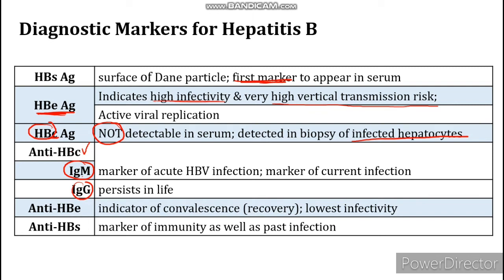Si IgM, kapag meron na siyang anti-HBc IgM, meaning, currently, meron siyang infection for hepatitis B. Next, kapag meron siyang anti-HBc IgG, current infection din, pero, in a longer time, this would persist in life. And then, you also have your anti-HBe, meaning, meron na siyang recovery, nasa recovery part na siya. And it's the lowest infectivity. So, pag nandito na siya, pagaling na siya, tas hindi na din siya nakakahawa. And lastly, your anti-HBs, meaning, magaling na yung patient nyo because this is the marker of immunity as well as it has a past infection na.